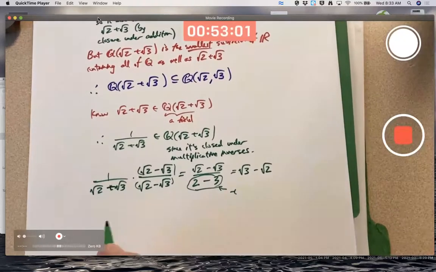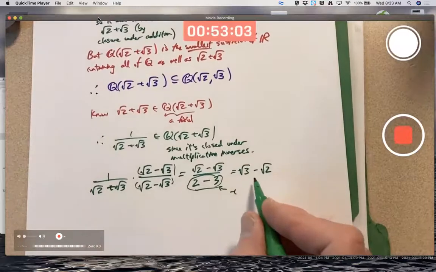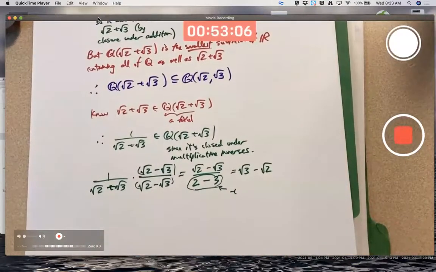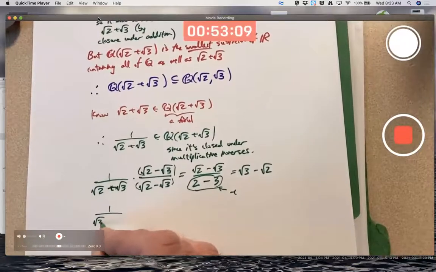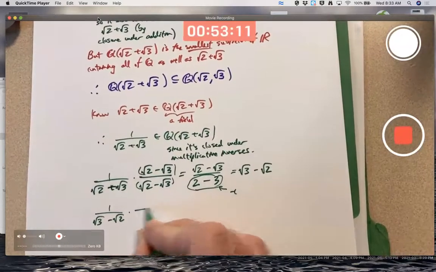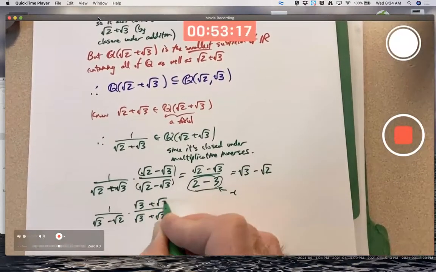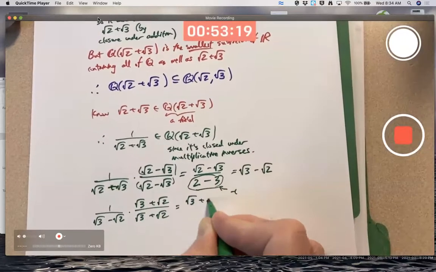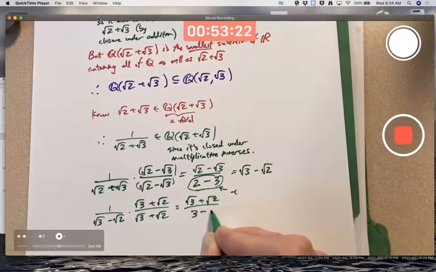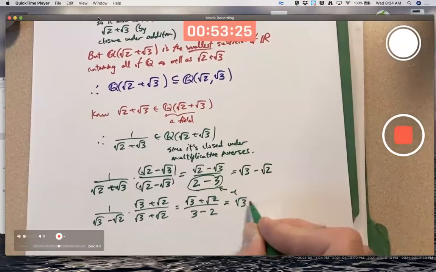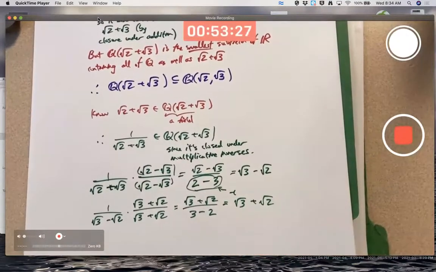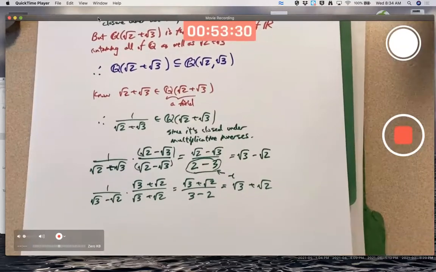Trying to remember what I did last night. Okay, so the root 3 minus root 2 is going to be in there. How about its reciprocal? Maybe I should try to figure out its reciprocal as well. Do the same kind of trick. Look good? I think there's no mistakes. Follow the logic here with me.